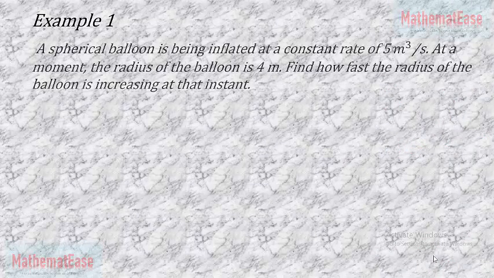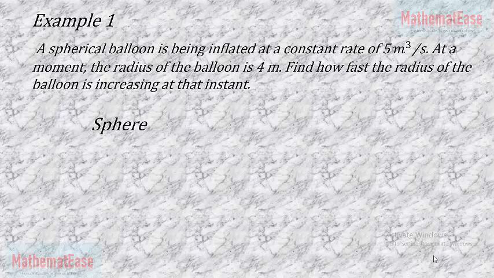Example 1. A spherical balloon is being inflated at a constant rate of 5 meters cubed per second. At a moment, the radius of the balloon is 4 meters. Find how fast the radius of the balloon is increasing at that instant. The first thing you will notice there is that they are talking about a spherical balloon. So a sphere is peculiar to this question.